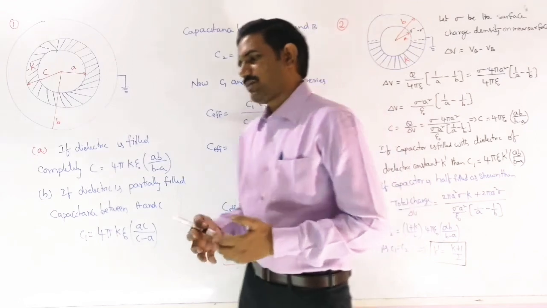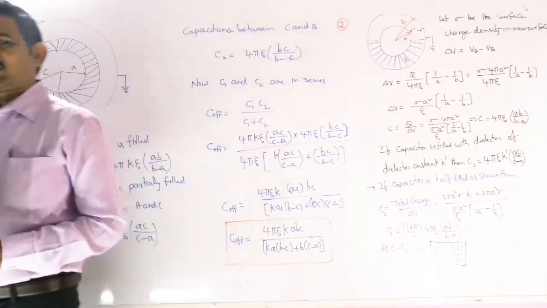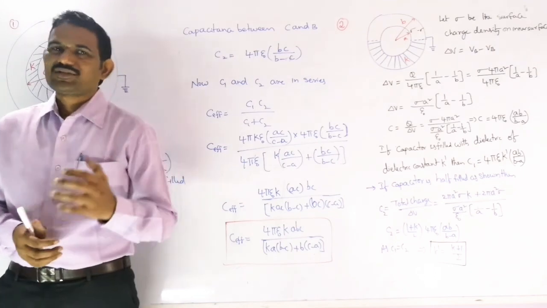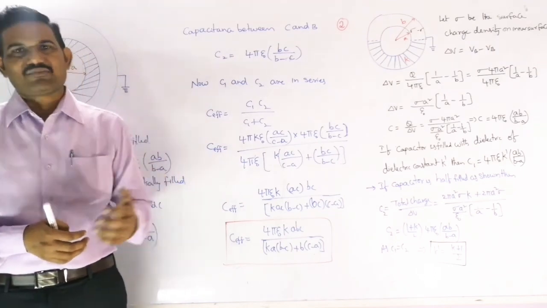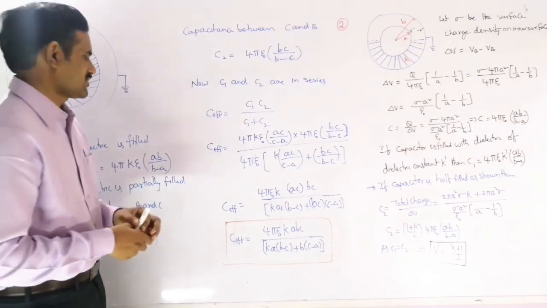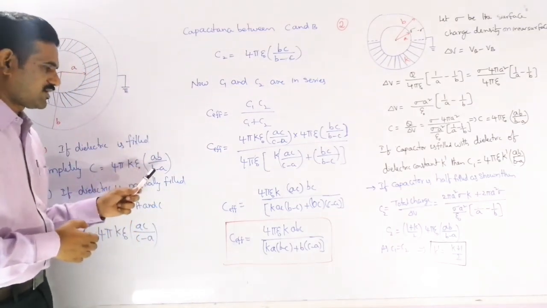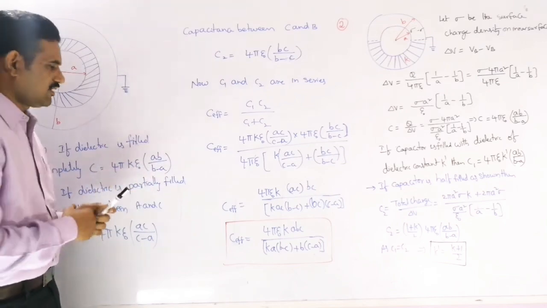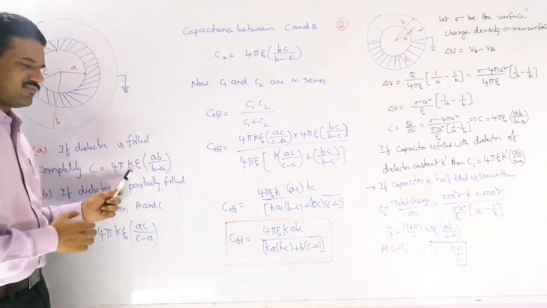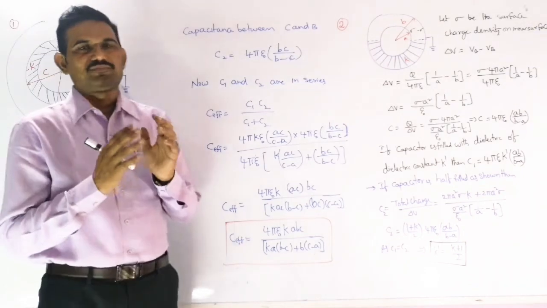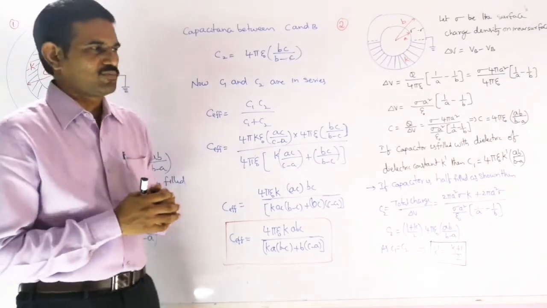So when it is completely filled with the dielectric, we already discussed in the case of parallel plate capacitors that the capacitance of the system will increase by K times. So simply you can write, whatever we derived previously, the capacitance 4 pi epsilon naught into AB by B minus A. We need to multiply that by K, so that gives the capacitance of the system when it completely fills the space between the two shells.